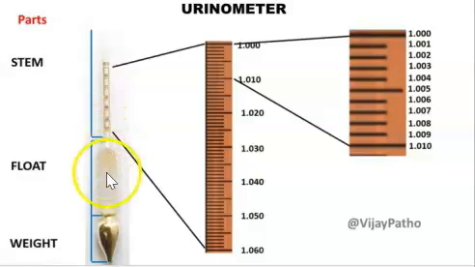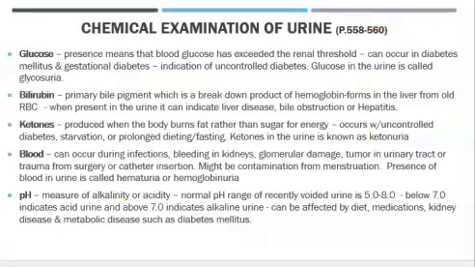You would put your urine into a graduated cylinder, and you would drop the urinometer down into the urine sample, and then wherever your urine sample lines up on the scale would be the specific gravity of your urine sample. Next, we need to talk about the chemical examination of urine.